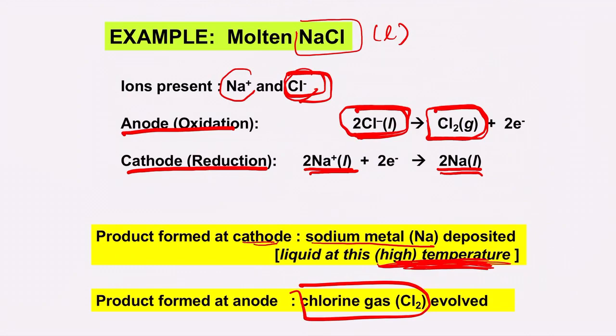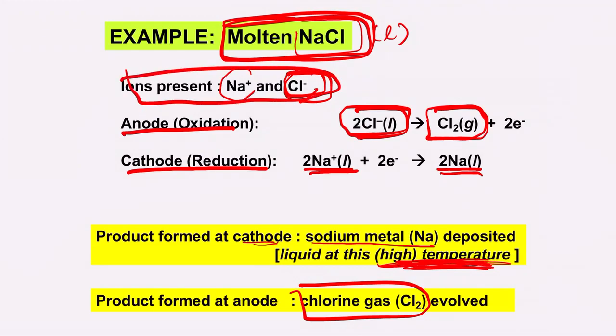So what do you need to know? You need to know what kind of electrolyte you have, so the ions present, and then you have to know the half cell reactions for your ions: how does it discharge, and then the product that is formed at your electrode.